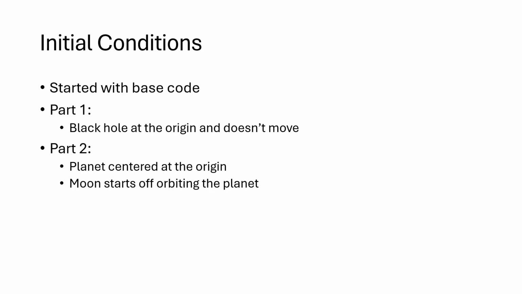As for the initial conditions, we start off with the base code. And in part one, the black hole is at the origin and doesn't move. And in part two, the planet is centered at the origin, and the moon starts off orbiting the planet.